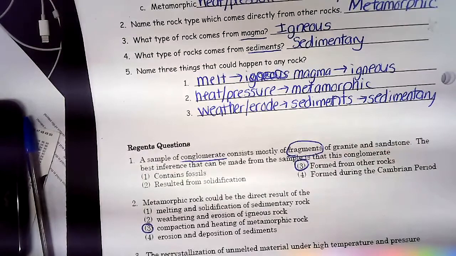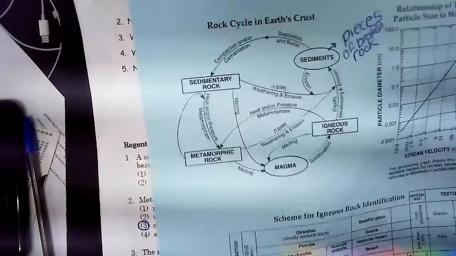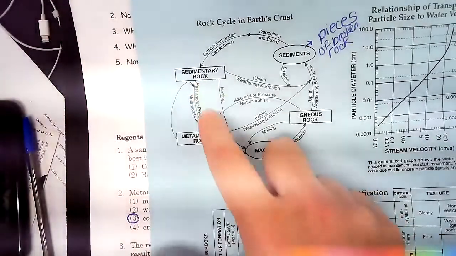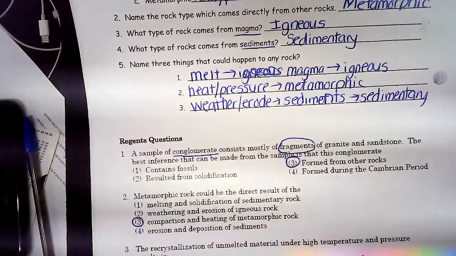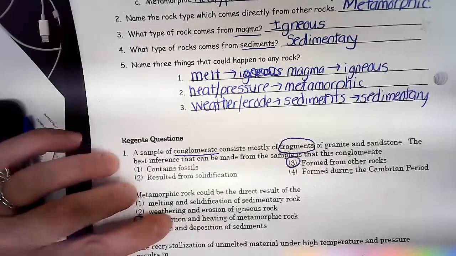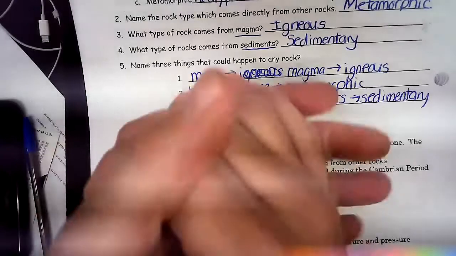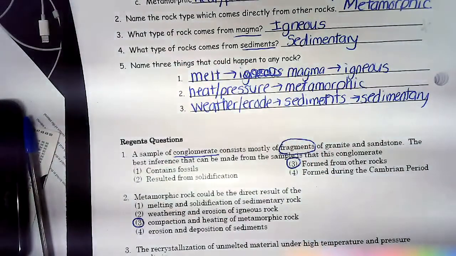Metamorphic rocks could be the direct result of, so from our reference table, we know metamorphic rocks form from heat and pressure. Now, nothing in here literally said heat and pressure, but compaction is how you would put pressure on something. So if you squish it together, you're compacting it, and heating. So that would be that one.